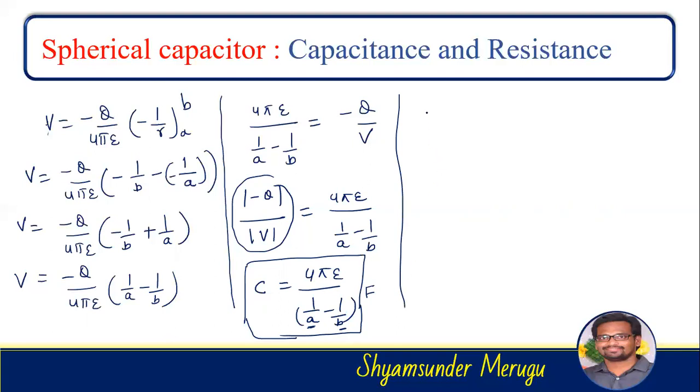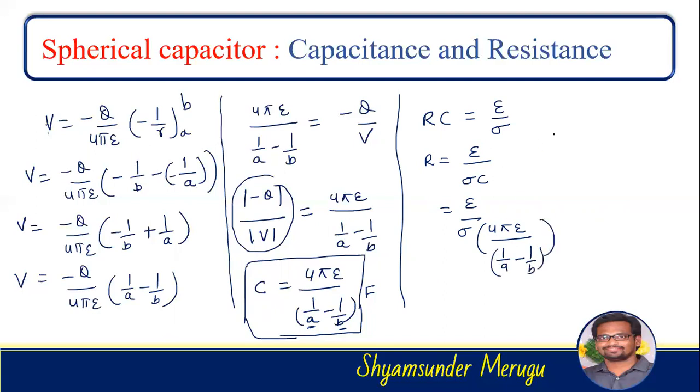Now to see the resistance, we know the product of resistance and capacitance is the ratio of sigma to epsilon, then R equal to epsilon by sigma into C. So epsilon by sigma, and C is substituted with 4 pi epsilon by 1 by A minus 1 by B. So here we can write finally R equal to, this epsilon gets cancelled, and we get 1 by A minus 1 by B by 4 pi sigma, and the unit will be ohm.